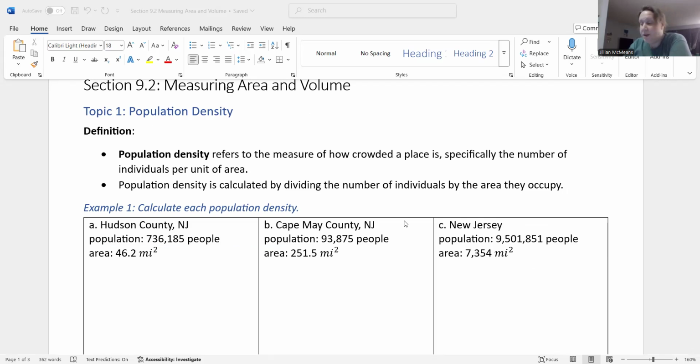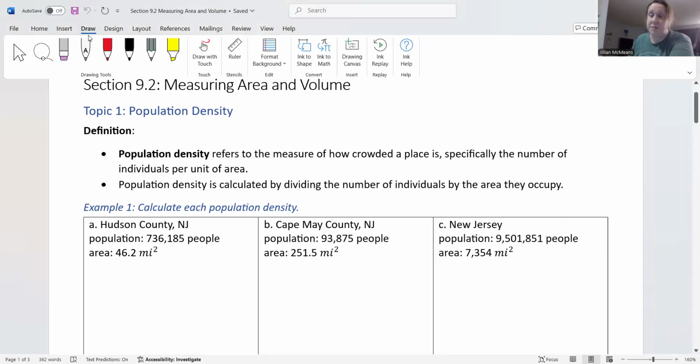Okay. So population density, again, you know how much I love, well, maybe you don't know this, but you're going to learn it as the semester progresses. I love to start with a good definition.